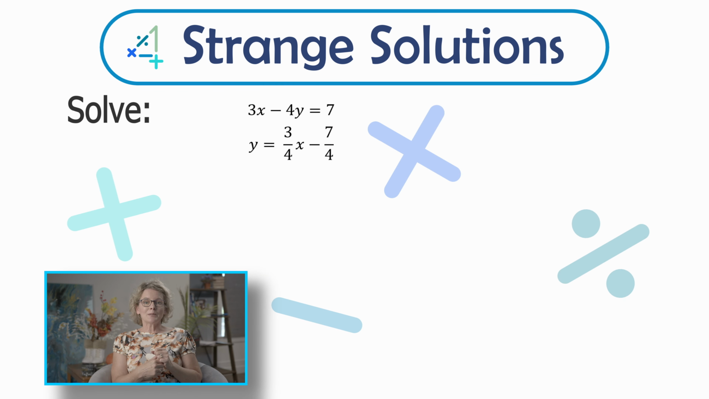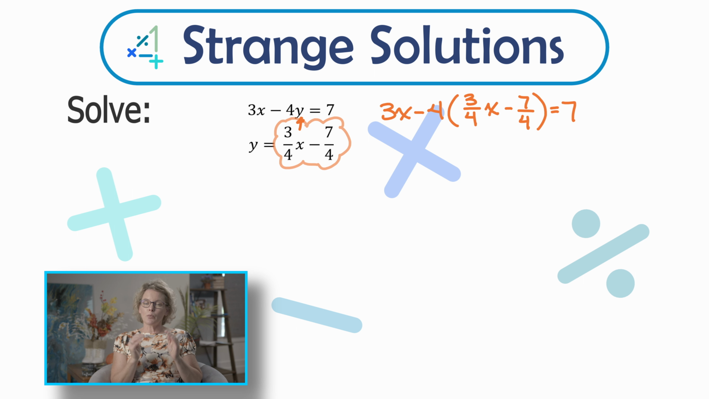Solve 3x minus 4y equals 7 and y equals 3/4 x minus 7/4. We get to choose how we want to solve this guy. I think we should choose substitution. Do you see why? That y that equals stuff makes it nice to plop into the other equation. We'll go for it. 3x minus 4 times parentheses 3/4 x minus 7/4 equals 7.